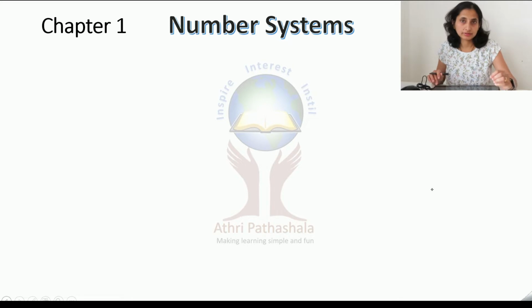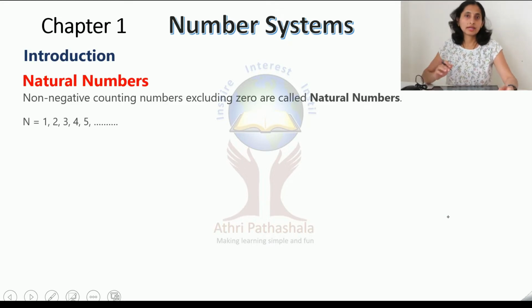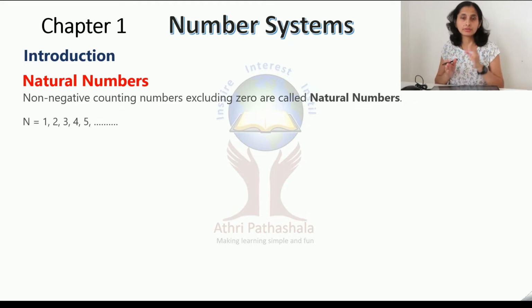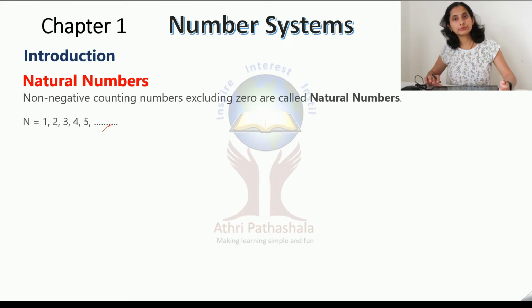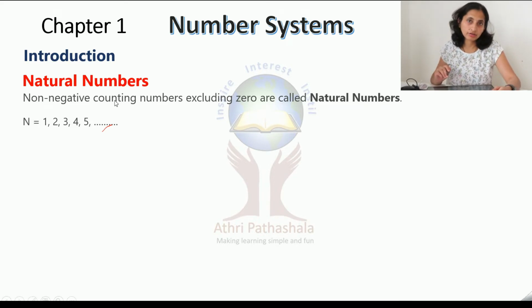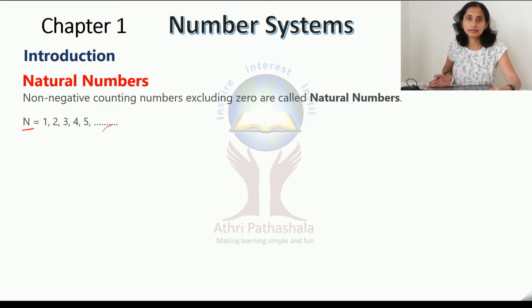Before going to number system, first we have to know what are natural numbers, whole numbers, integers, rational numbers and all. So first, natural numbers. Natural numbers means counting numbers excluding 0. So non-negative counting numbers excluding 0 are known as natural numbers. For example, 1, 2, 3, 4, 5 etc. and all we will call natural numbers, and that is represented by the letter N.